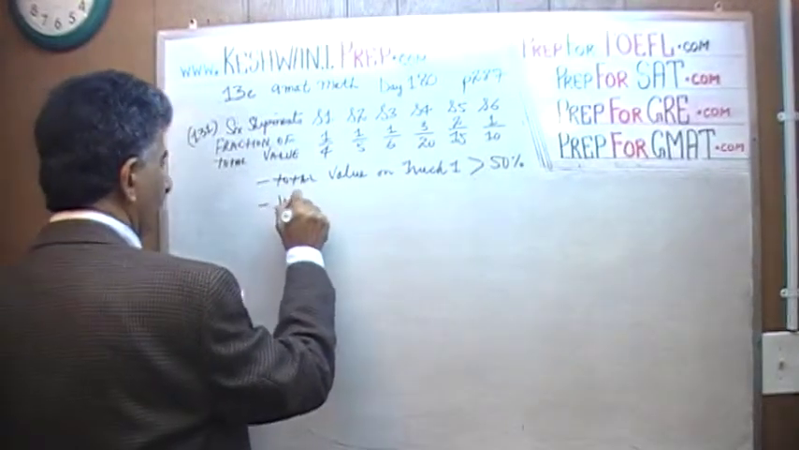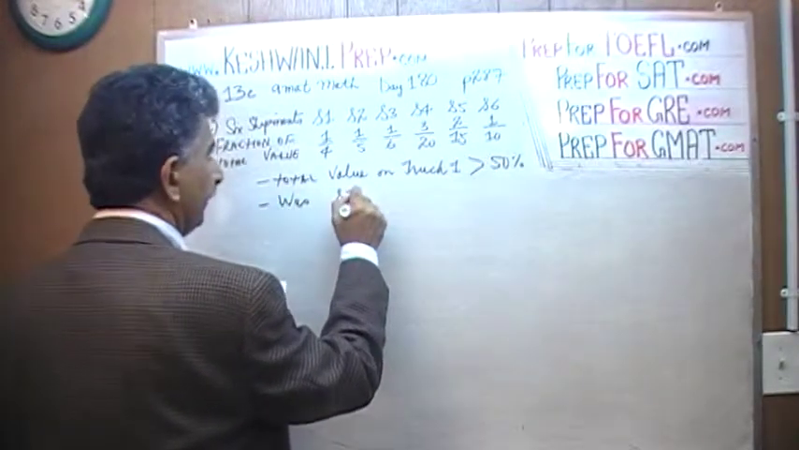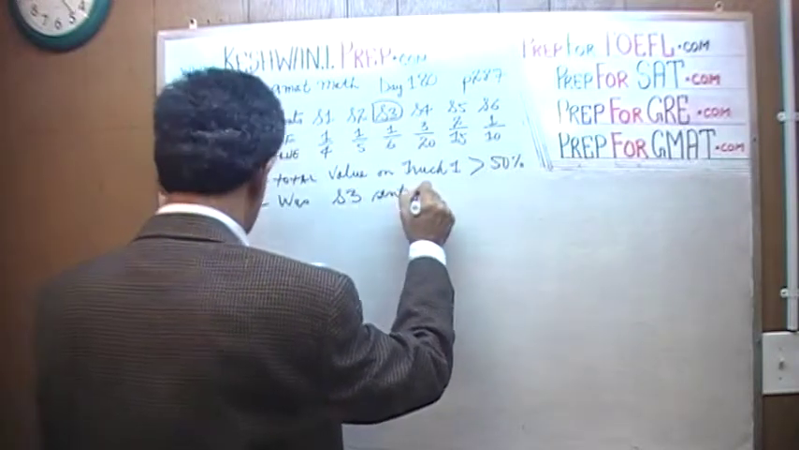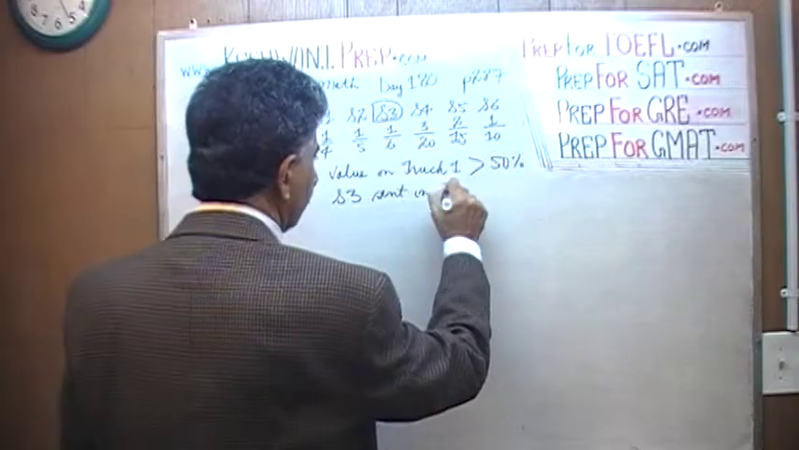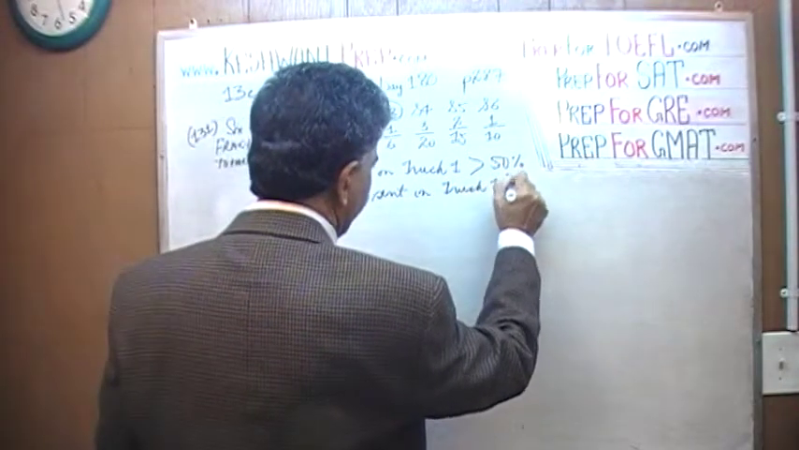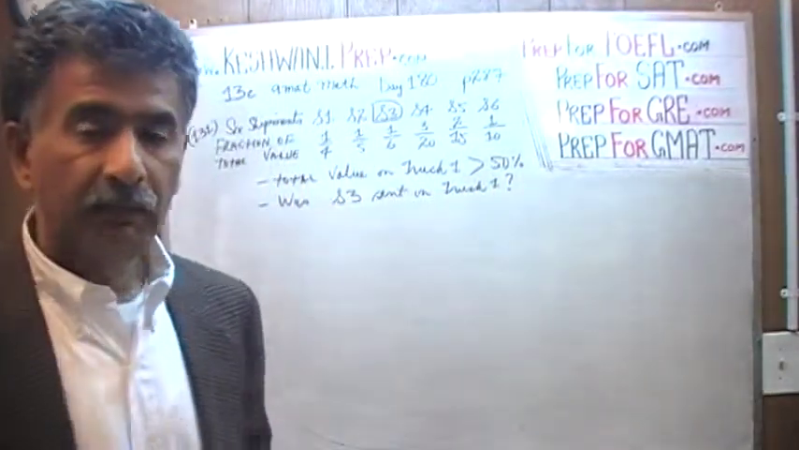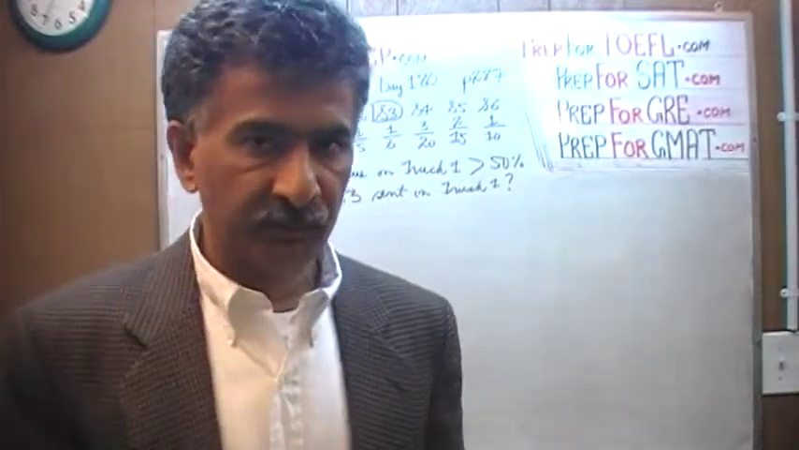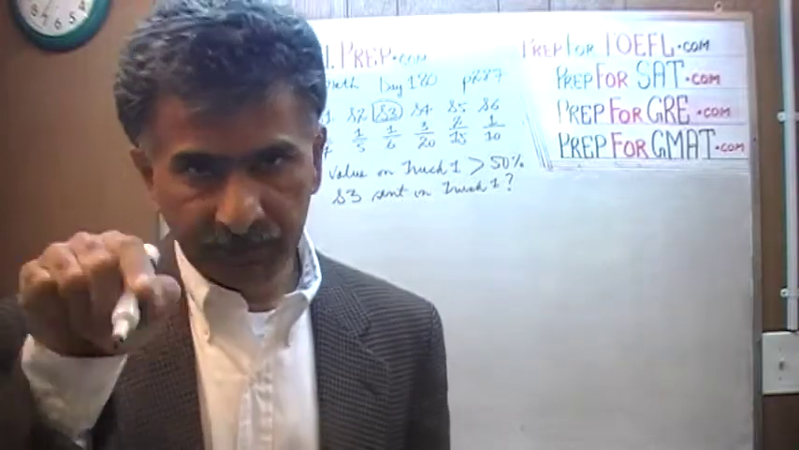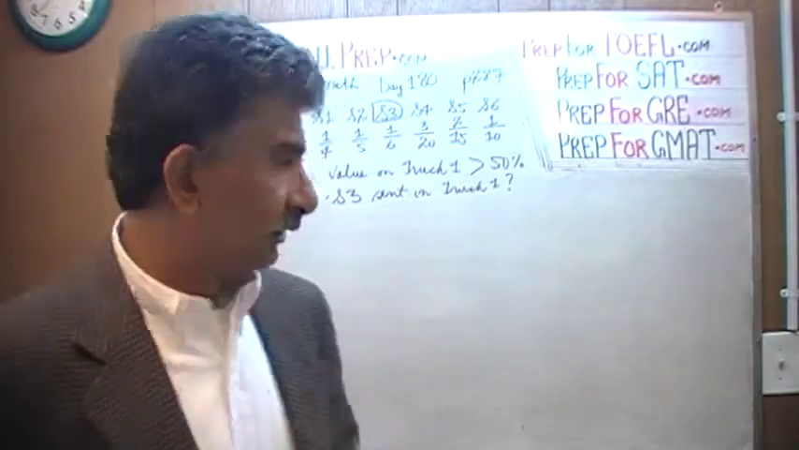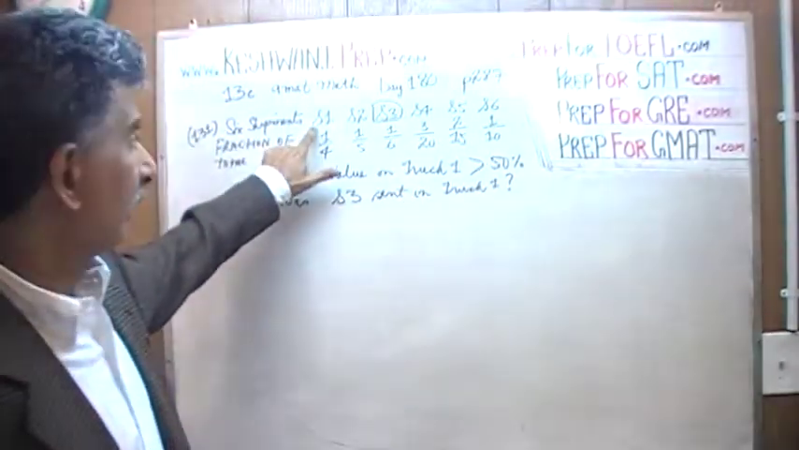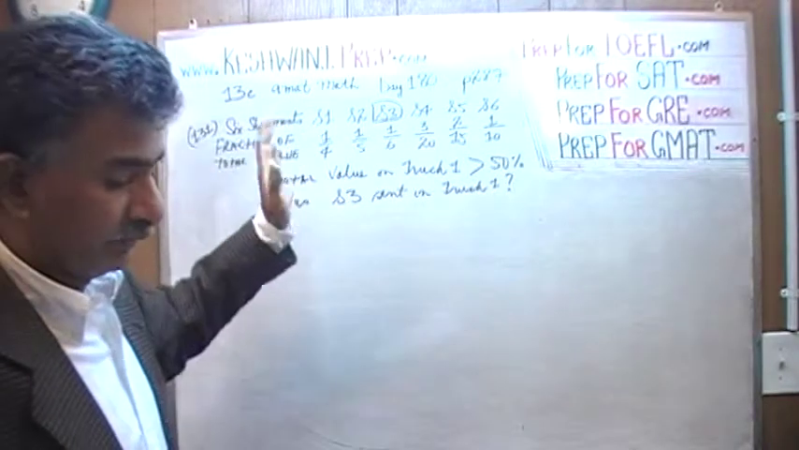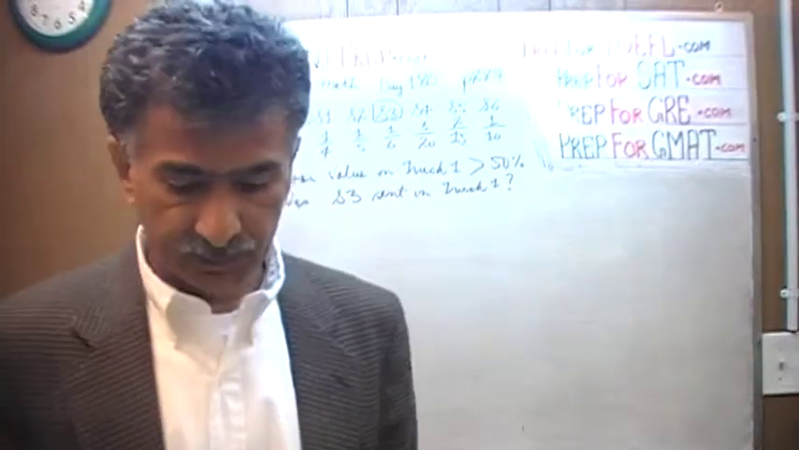The question simply is, was shipment number 3 sent on truck 1, given the fact that however we combine the shipments, the total value on truck 1 has to be more than 50%, and we cannot break the shipment. In other words, we cannot take half of shipment 1 and put it on truck 2 and the other half on truck 1. It doesn't work that way. It's some sort of package.